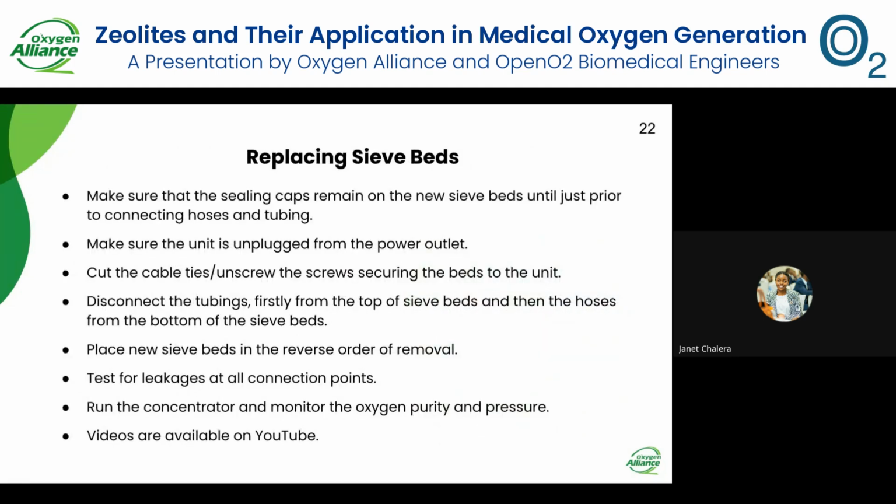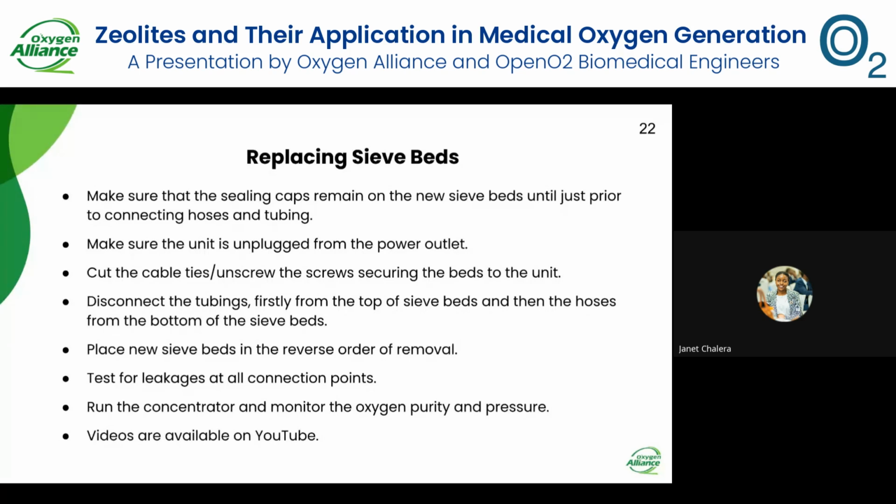If you have found out that your zeolite has been degraded, you may have several options. The first option is to replace your sieve beds. In replacing your sieve beds, you have to make sure that the sealing cap remains on the new sieve beds until just prior to connecting the hose and the tubings. You also have to make sure that your unit is unplugged or that your concentrator is not running. After that, you cut the cable ties or unscrew the screws that are securing the bed to the unit. Then you disconnect the tubings, firstly from the top of the sieve beds, and then the hoses from the bottom of the sieve beds.